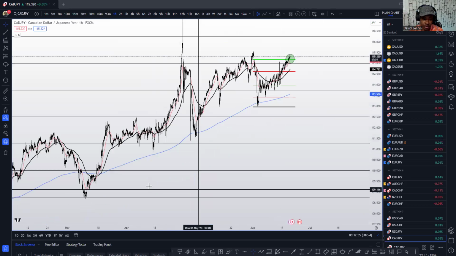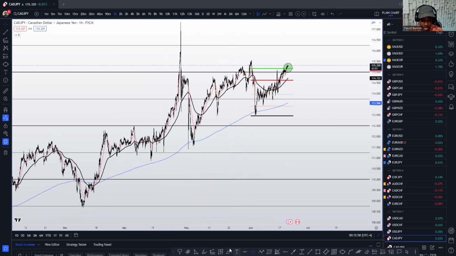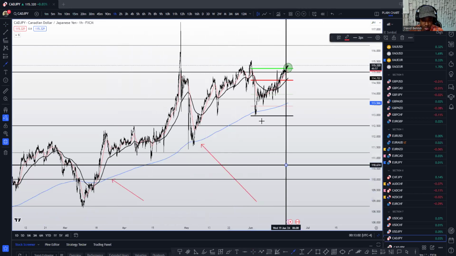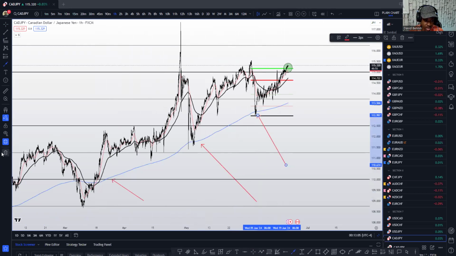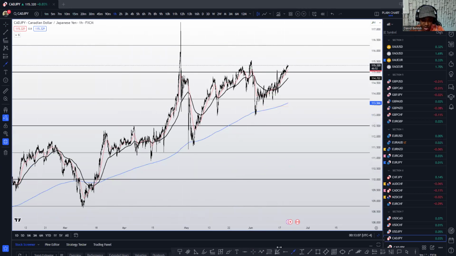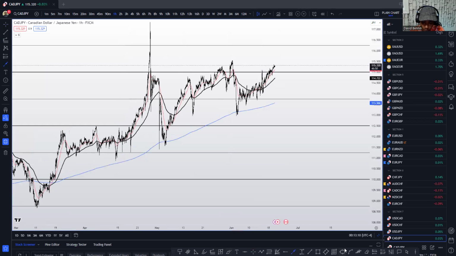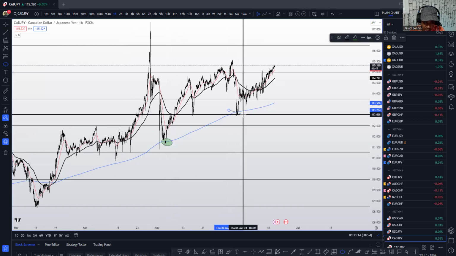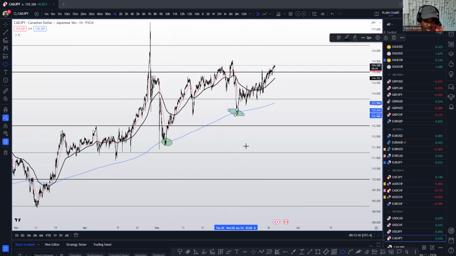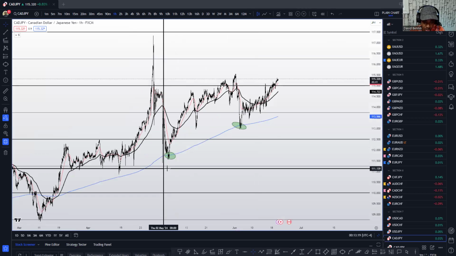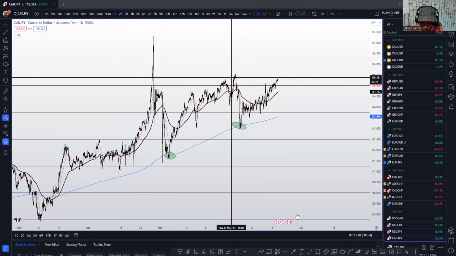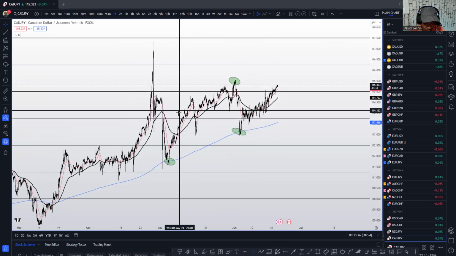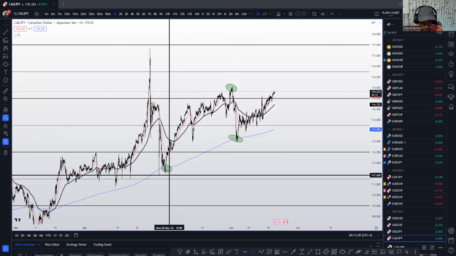Basically the way my EMA settings work is with this blue EMA, anytime price is above the blue EMA, it means we are still uptrending. What I'm looking for is, because price has tested here, and it's tested here, that is my A and C, and this will be my B. So A, C, and the highest point will be my B point. In this case, what I'm going to look for here would be A, B, C.